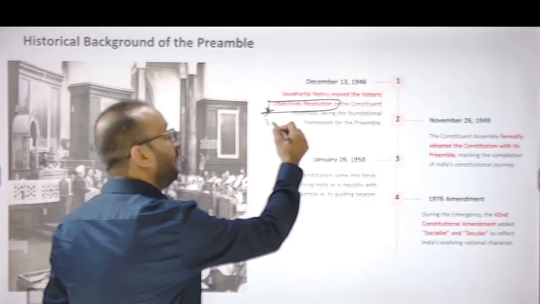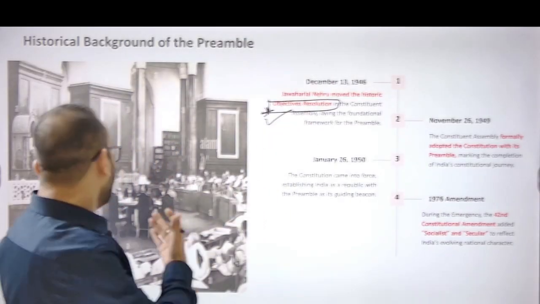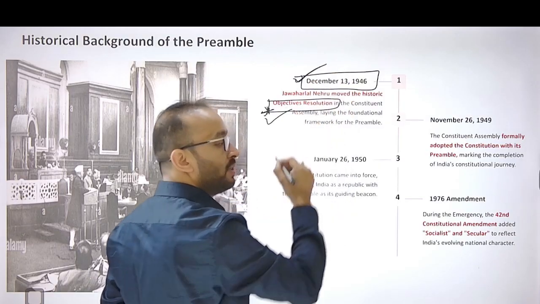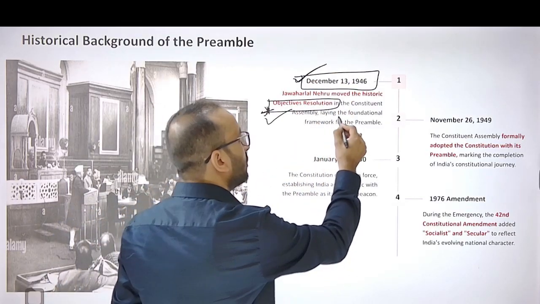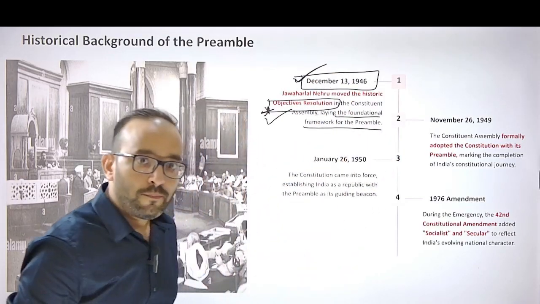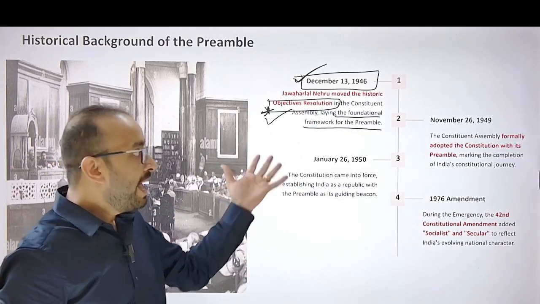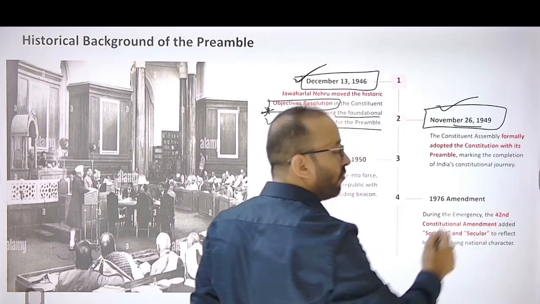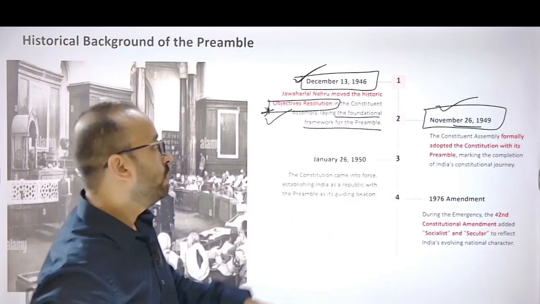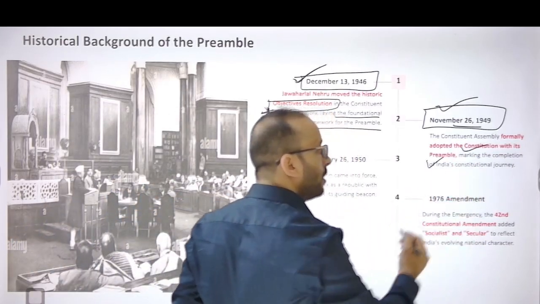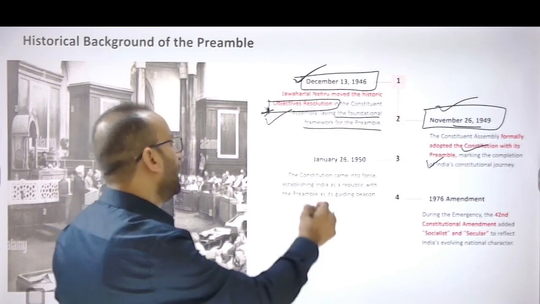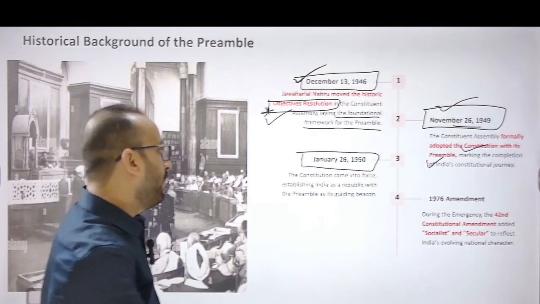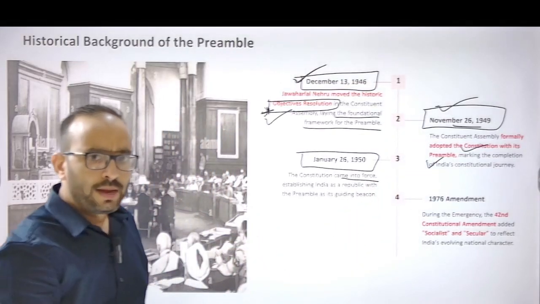So this objective resolution, which was read out by Mr. Jawaharlal Nehru on December 13, 1946, forms a starting point. This forms the foundational framework for the preamble. So this was read out, and later on, when the constitution was adopted on 26 November 1949, along with the constitution, the preamble was also adopted. Then on 26 January 1950, the constitution came into force. So along with it, the preamble came into force.